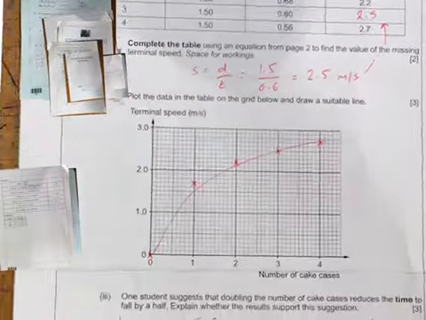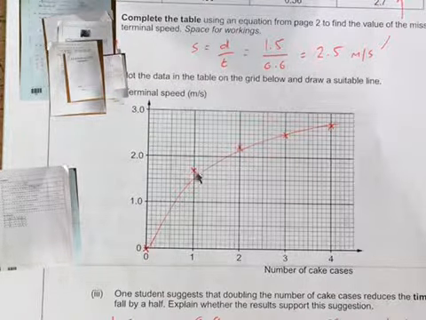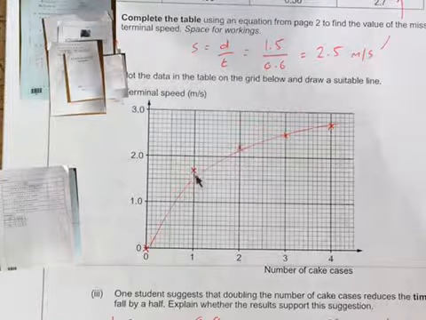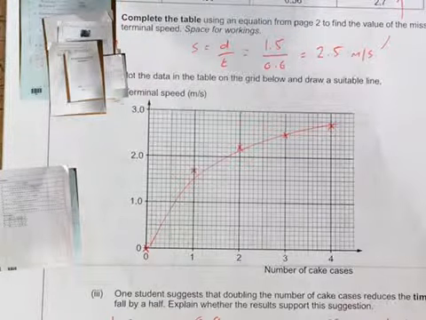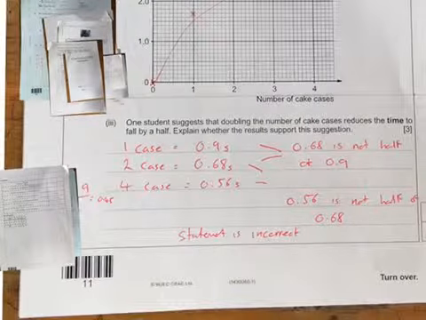We're going to plot these results now. You're already given the axes and the labels. So it's just accuracy in plotting. You can see my curve is slightly off there. I need to bring my curve right up. But I did it in pen, and I don't get another chance. This is why it's so important to do it in pencil.